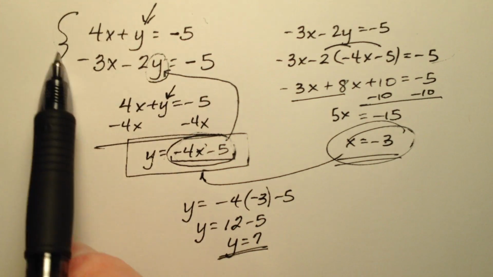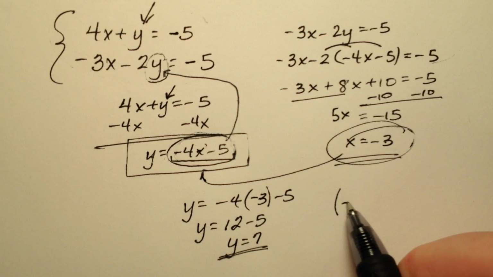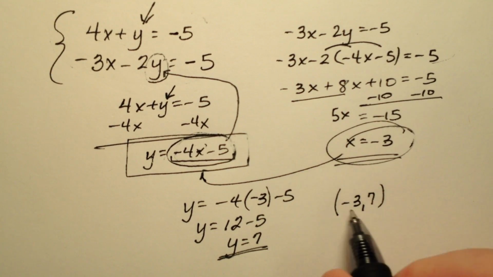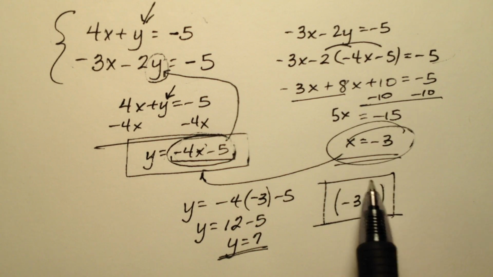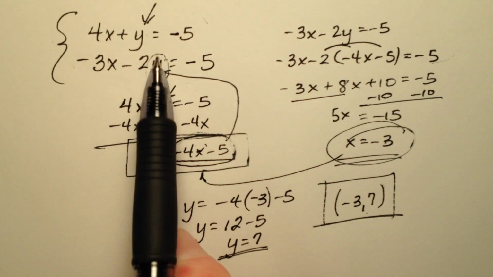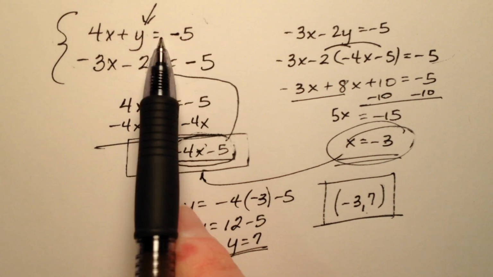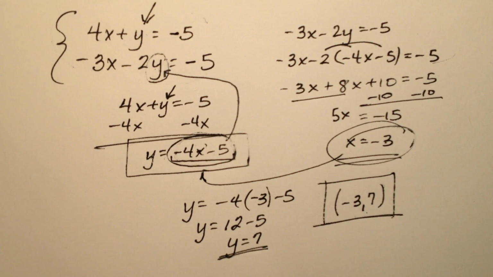So in solving this linear system, I find that the solution is the ordered pair -3, 7, which means that the ordered pair -3, 7 is the only point that will be a solution of both of these equations. And if I were to graph these two equations, the point of intersection would be -3, 7.